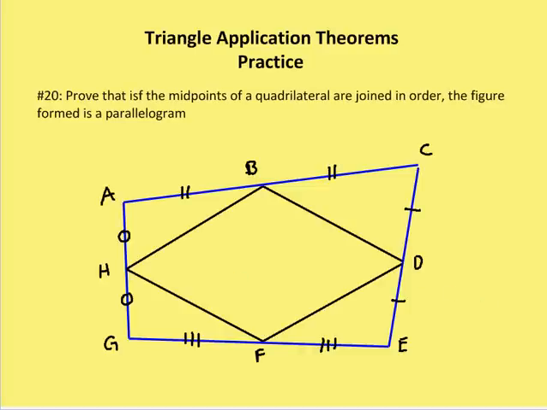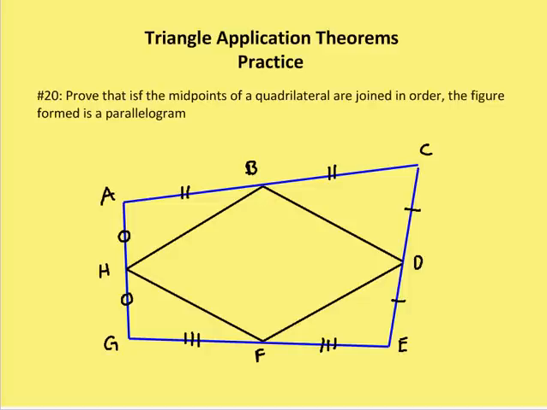So I have a quadrilateral, and I'm joining the midpoints in order. I'm not saying anything about the quadrilateral other than that it has four sides. In this case, it looks like a scalene quadrilateral, which means the sides are not all the same length. We want to prove that the figure formed is a parallelogram. Remember, if both pairs of opposite sides of a quadrilateral are congruent, then I have a parallelogram.